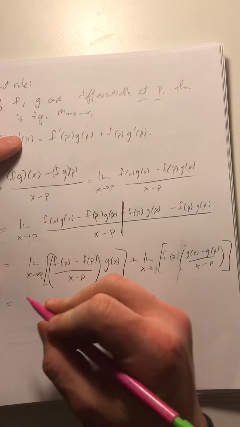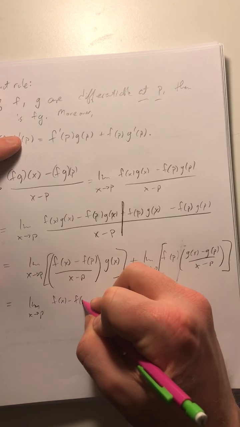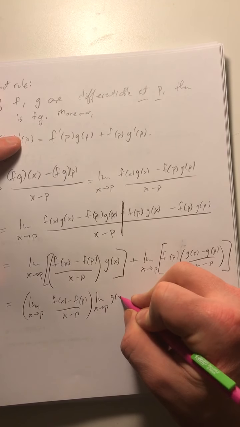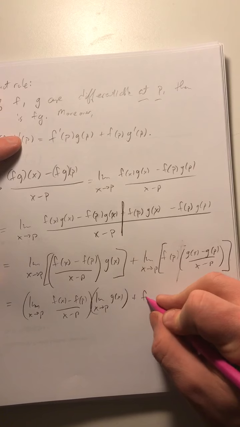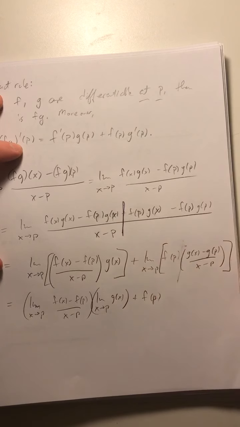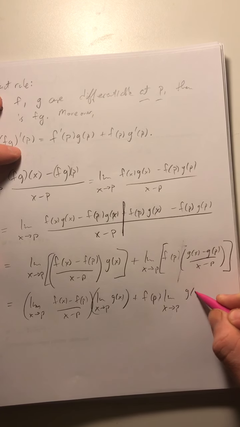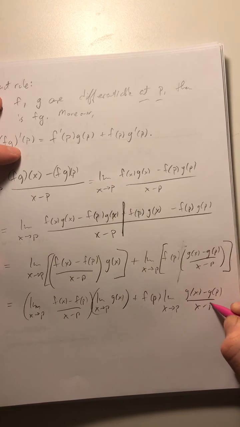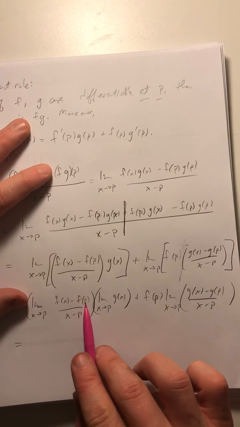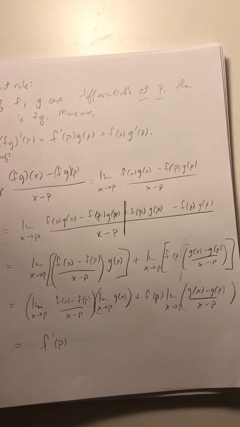Now I'm going to use my limit laws. Limit as x goes to p of f of x minus f of p over x minus p, times limit as x goes to p of g of x, the first one, plus f of p. F is not constant, p is constant, so I'm just going to pull that f of p to the outside of the limit. Limit as x goes to p of g of x minus g of p over x minus p. Okay. So now, this first limit, limit as x goes to p of f of x minus f of p over x minus p, that is f prime of p by definition. That's the definition of f prime of p.